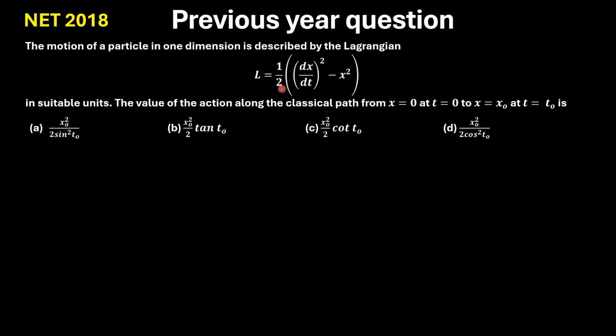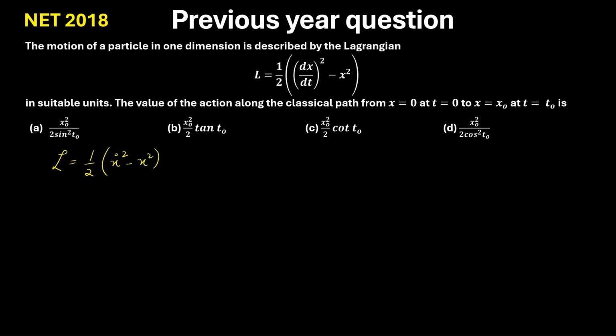In this question, we are given the Lagrangian and we have to find the action along the classical path from t equals 0 to t equals t naught, and the path is from x equals 0 to x equals x naught. So first, the Lagrangian is given by half x dot square minus x square.